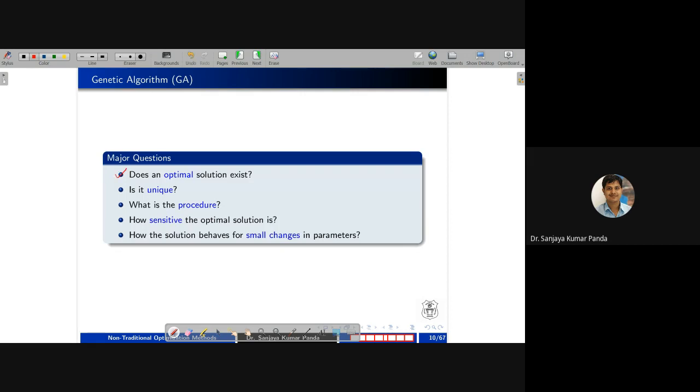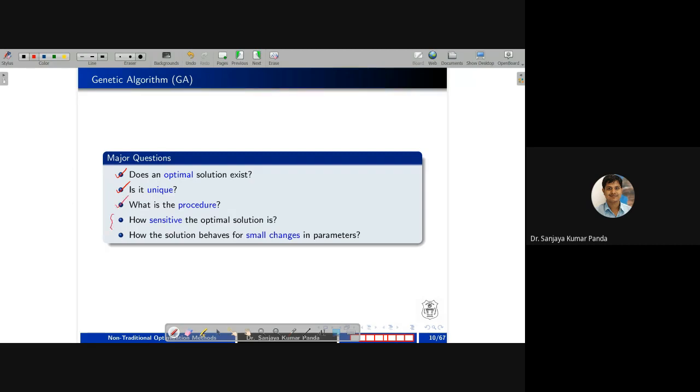Now if an optimal solution exists, the question arises: is that solution a unique solution or not? It may not be unique also. Like in mathematics, we have seen there are various ways to solve the problem, a number of ways. So you should know whether it is a unique solution or there are multiple solutions for a particular problem. Then you should ask what is the procedure to get the unique solution or the optimal solution.